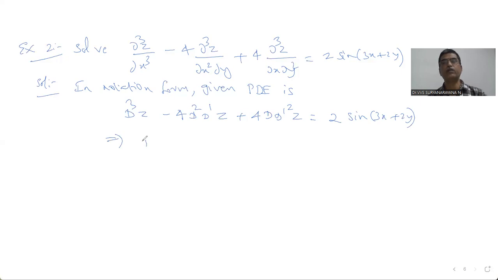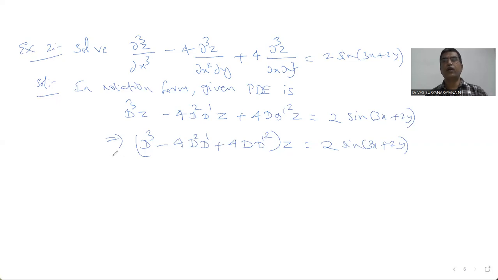So on the left hand side, the first term D cube is operating on z. The second term minus 4D square D dash is operating on z. The third term 4D D dash square is operating on z, yielding 2 times sine 3x plus 2y. So this is the given problem in the standard notation.